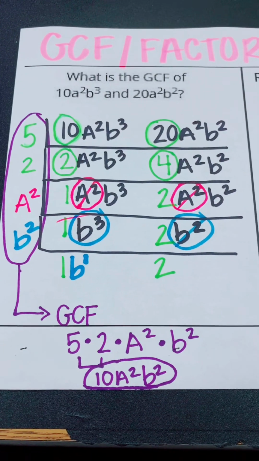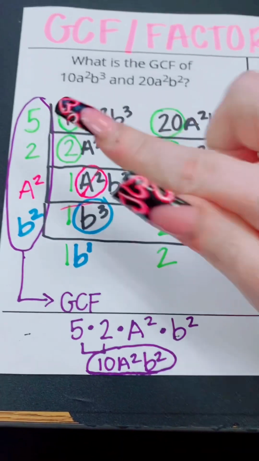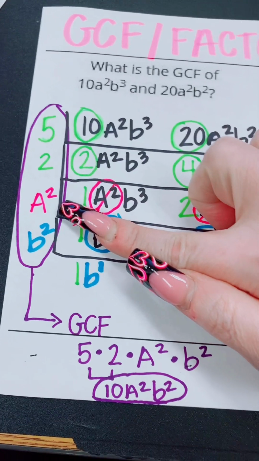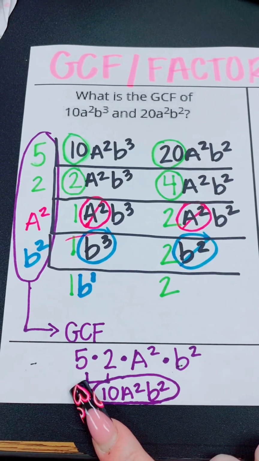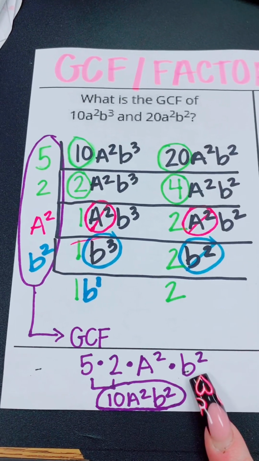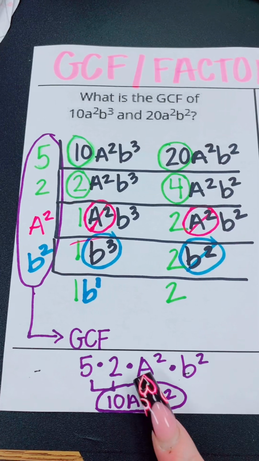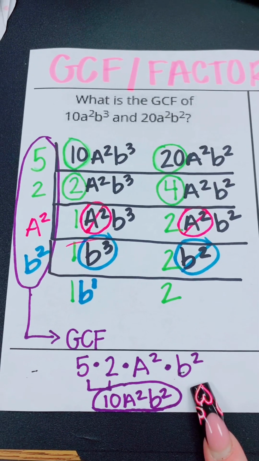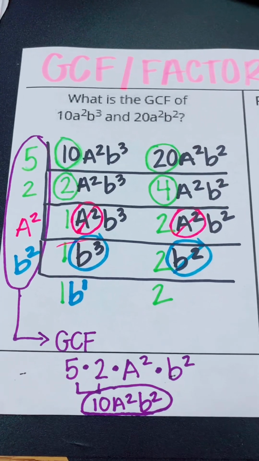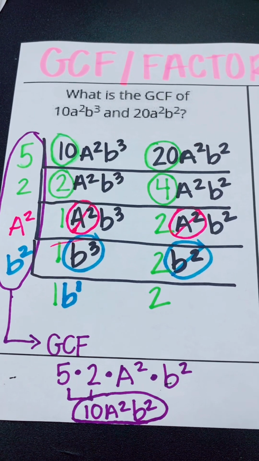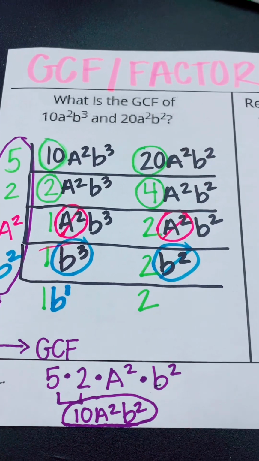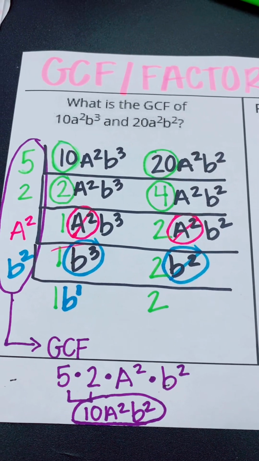To find the GCF, or the greatest common factor, you need to look at all of the numbers they have in common, all the ones that we divided out. You need to multiply all of the numbers they have in common, so 5 times 2 times a squared times b squared. So 5 times 2 is 10, so we have 10a squared b squared as our GCF, or our greatest common factor, for these two terms.